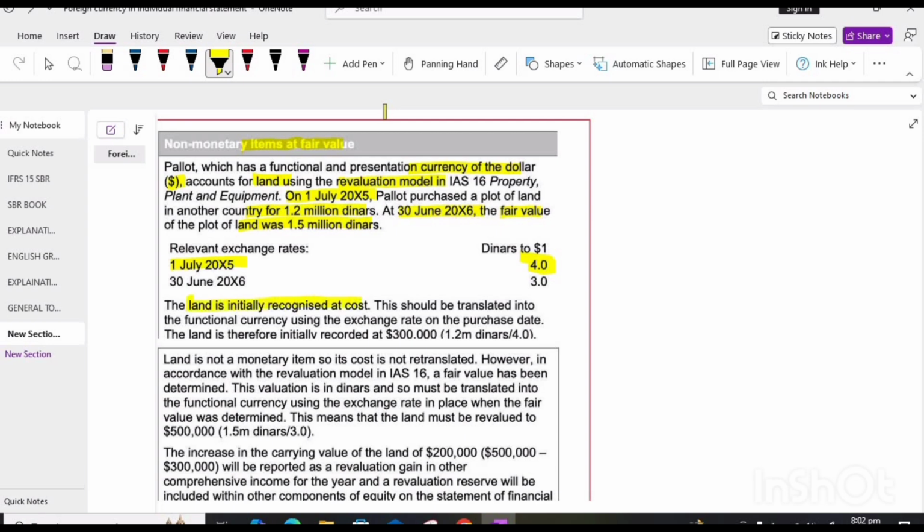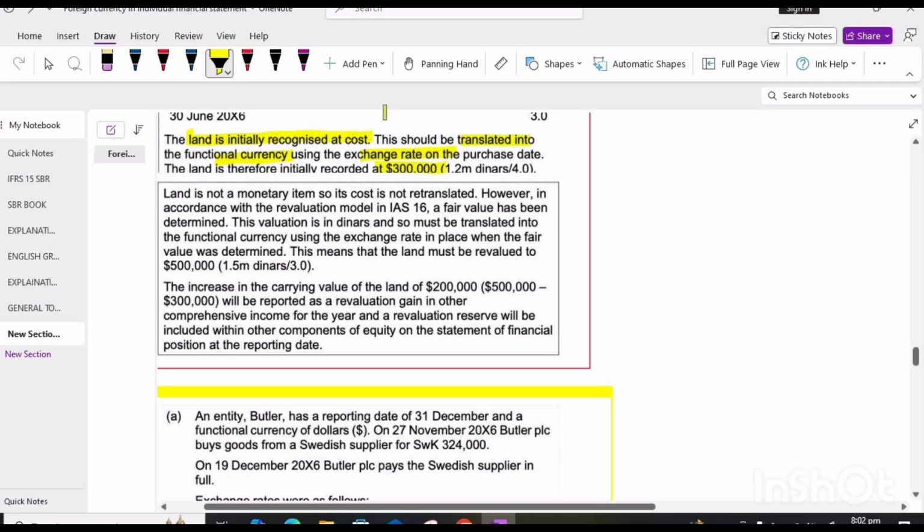So land is initially recognized at cost. This cost should be translated into functional currency using the exchange rate, and that will be this amount. Clear? Now the land is a non-monetary item, and cost is not retranslated. However, according to the revaluation model, the fair value has been determined and the valuation is in dinar, and so it must be translated into functional currency using the exchange rate in place when the fair value was determined. So the fair value determined was 1.5 million. So you have to translate this, and that will be revalued to 500 from 300,000 to 500.